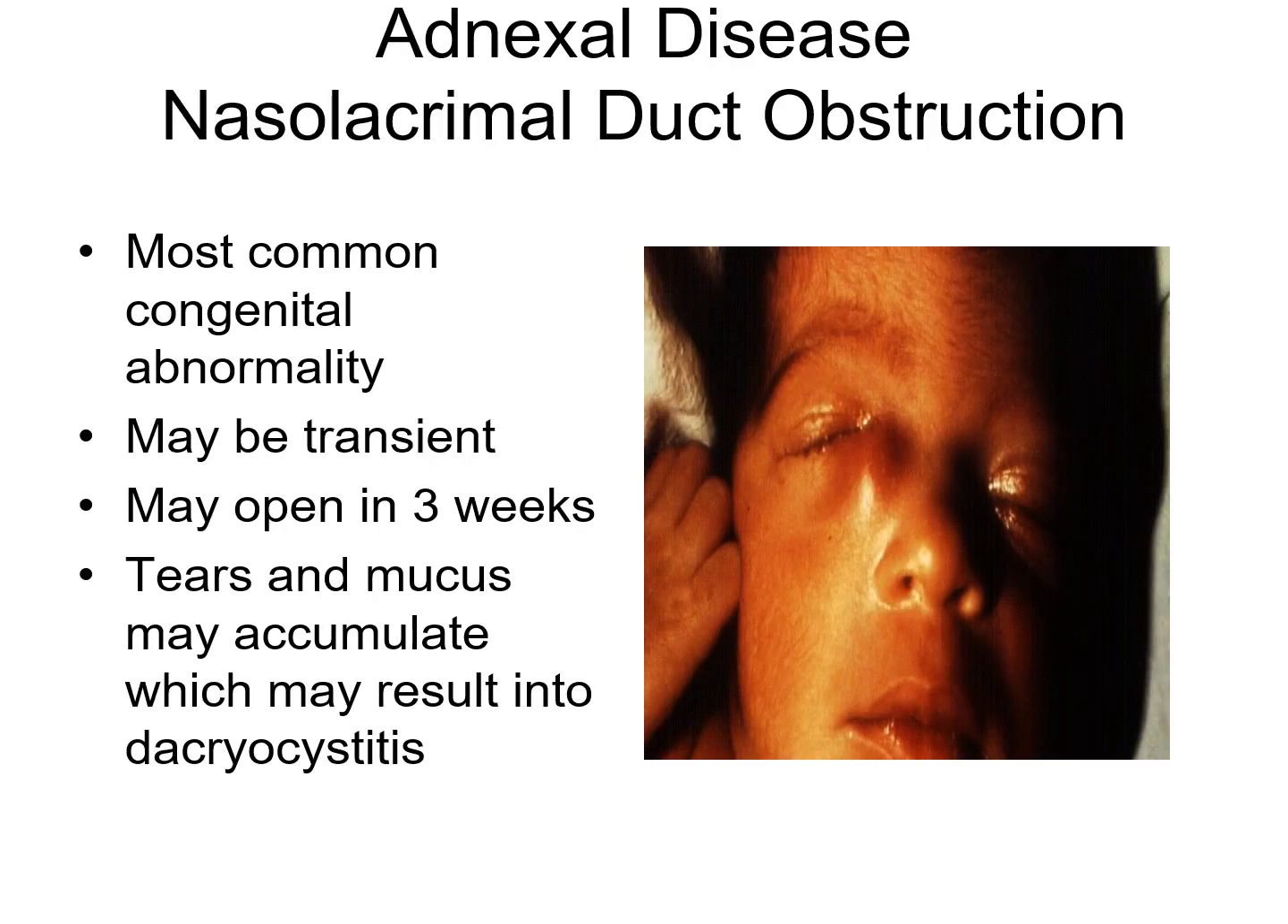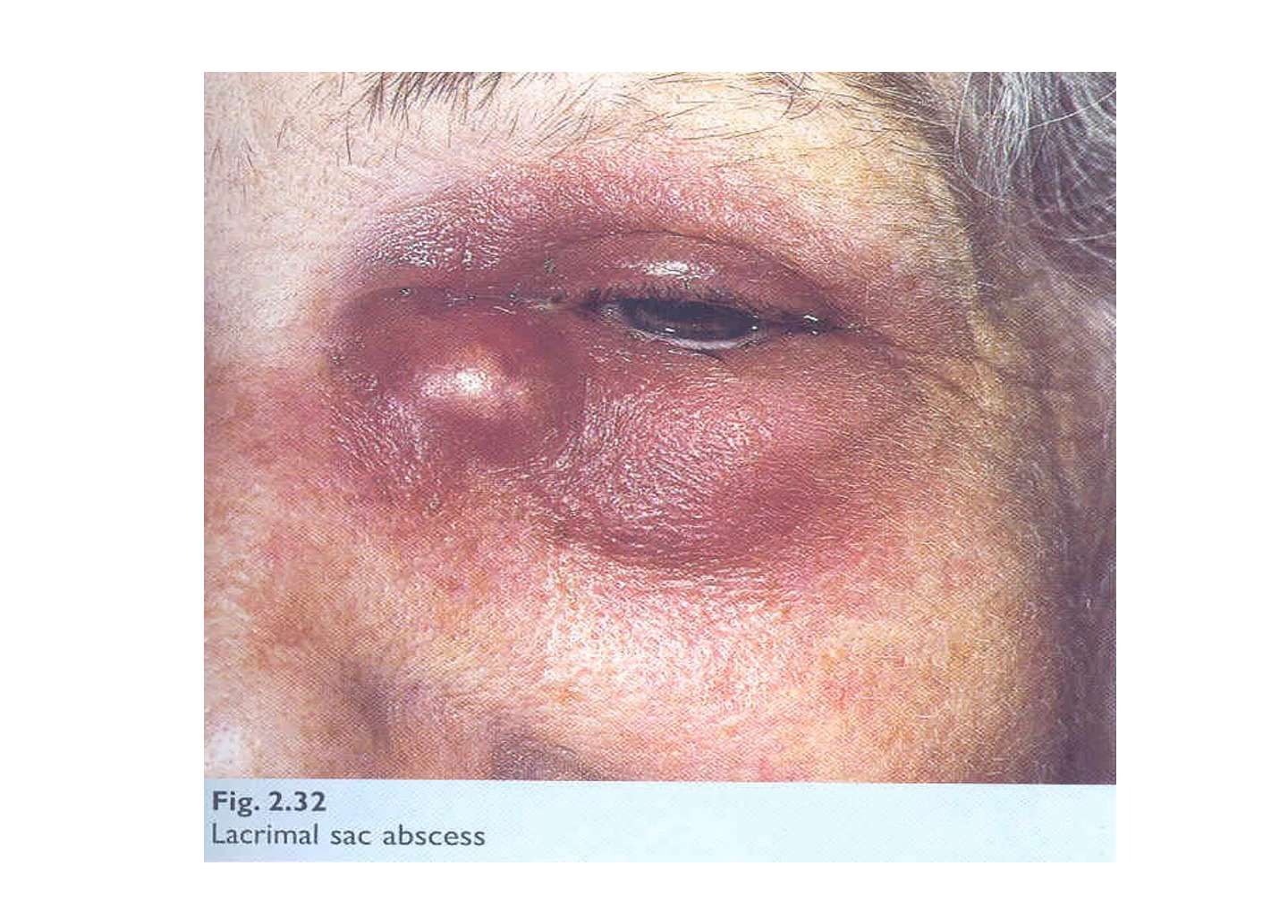Nasolacrimal duct obstruction may be acquired or congenital. As shown in this picture, a patient is seen with a congenital nasolacrimal duct obstruction. If not treated properly, nasolacrimal duct obstruction may progress to lacrimal sac abscess.